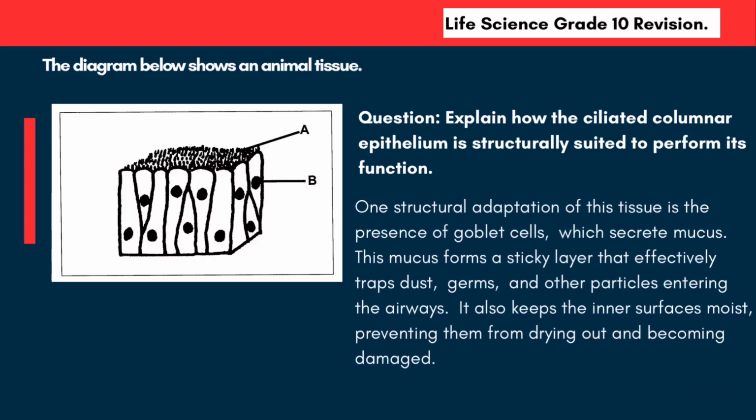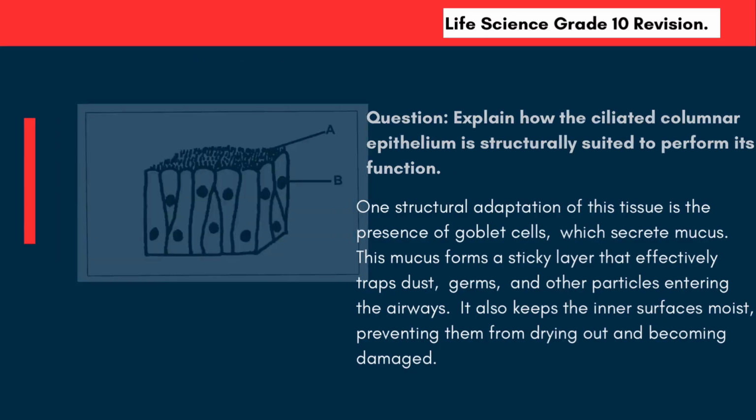One structural adaptation of this tissue is the presence of goblet cells, which secrete mucus. This mucus forms a sticky layer that effectively traps dust, germs, and other particles entering the airways. It also keeps the inner surfaces moist, preventing them from drying out and becoming damaged.